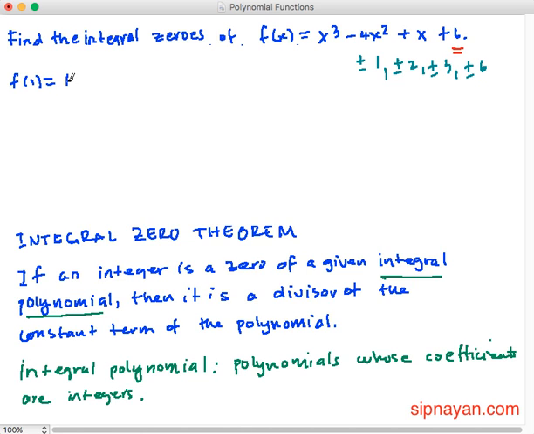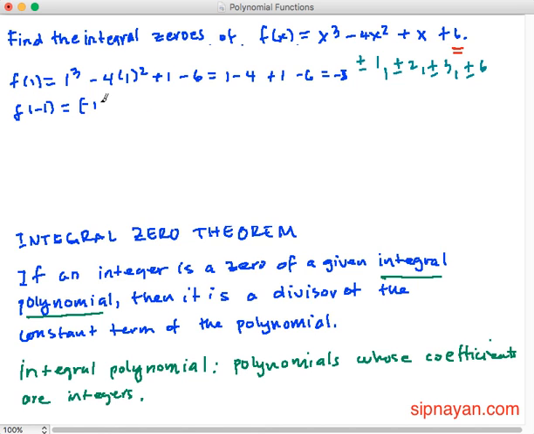So, x cubed, 1 cubed, minus 4 times 1 squared, plus 1 minus 6. Tama? So, magiging 1 minus 4, plus 1 minus 6. Negative 3 plus 1, negative 2. Negative 2 minus 6, negative 8. 0 ba siya? No. It's not a 0 of the function.